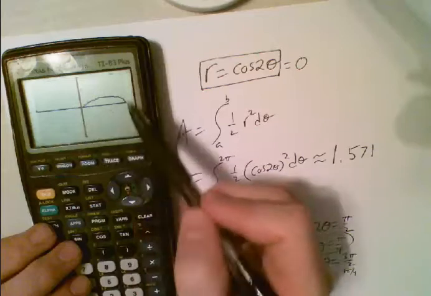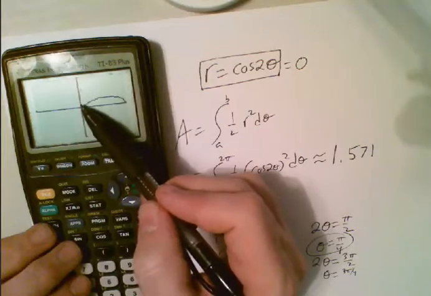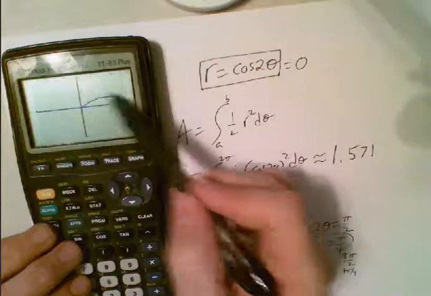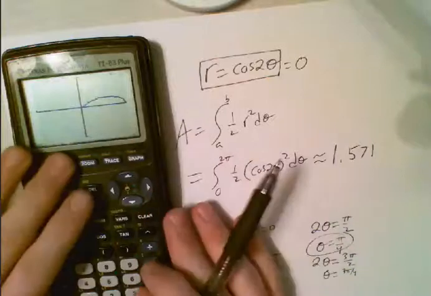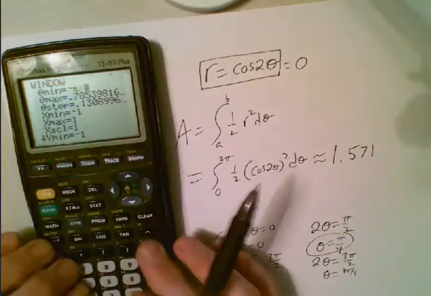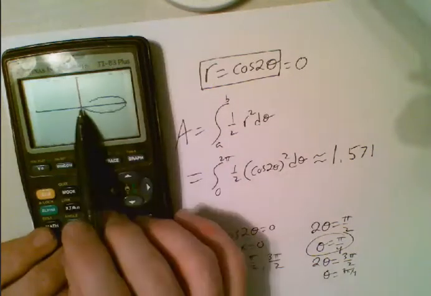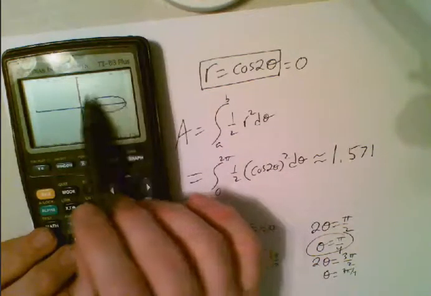So if I just want this first leaf, what I really want to do is start from negative pi over 4 and go to positive pi over 4, if I just want the leaf on this side. Okay, so if I do a window negative pi over 4, see how it kind of went backwards? So I have negative pi over 4 and then at the positive pi.